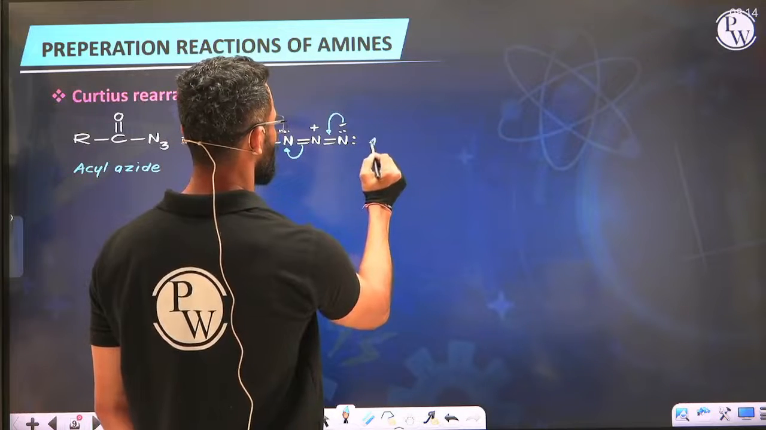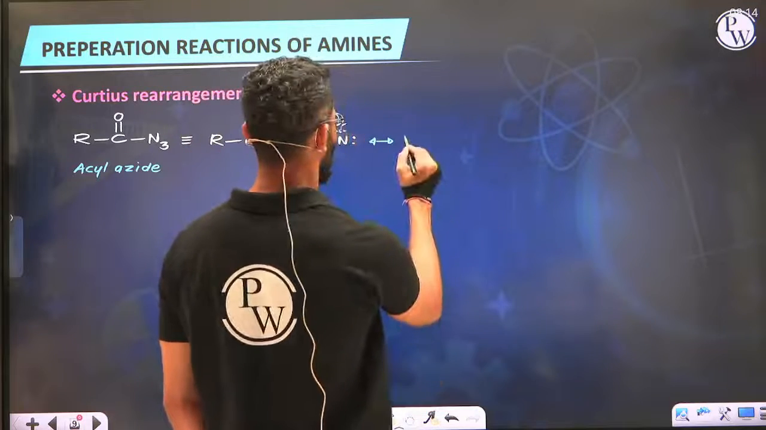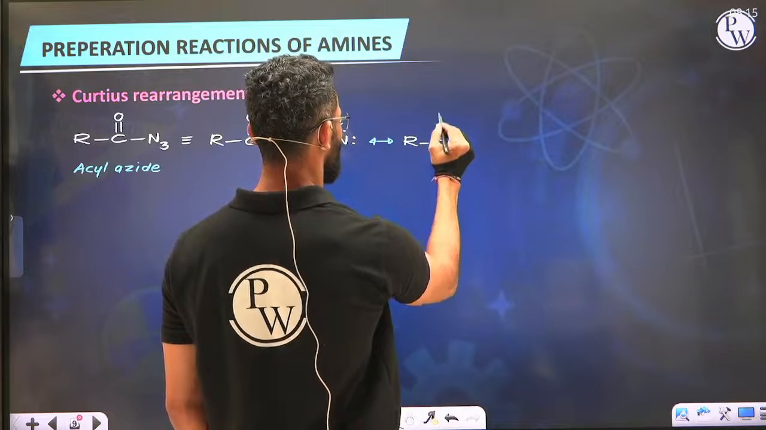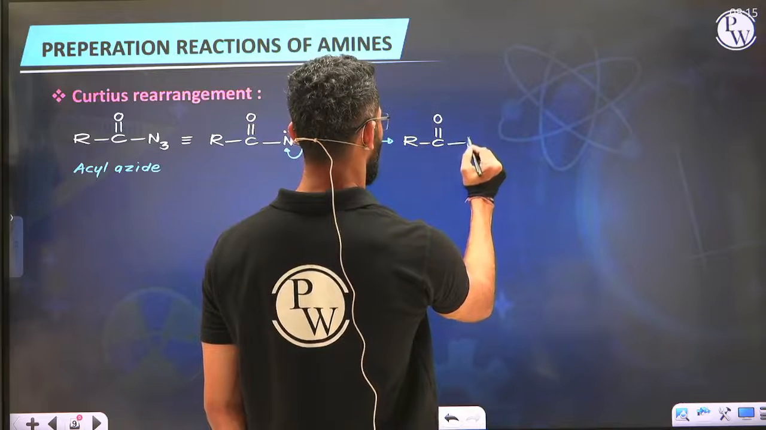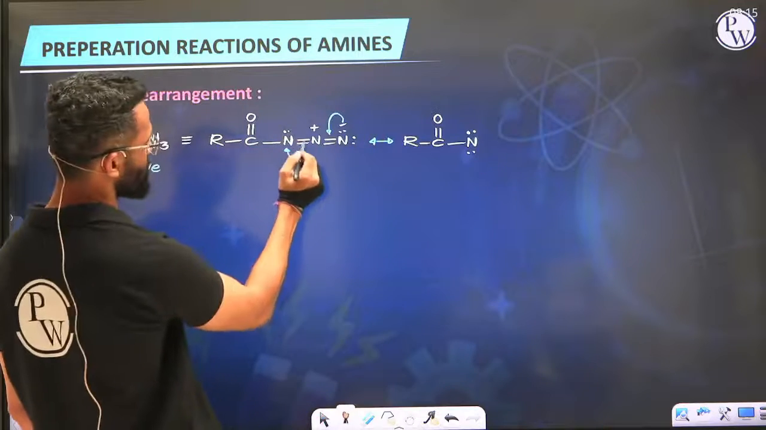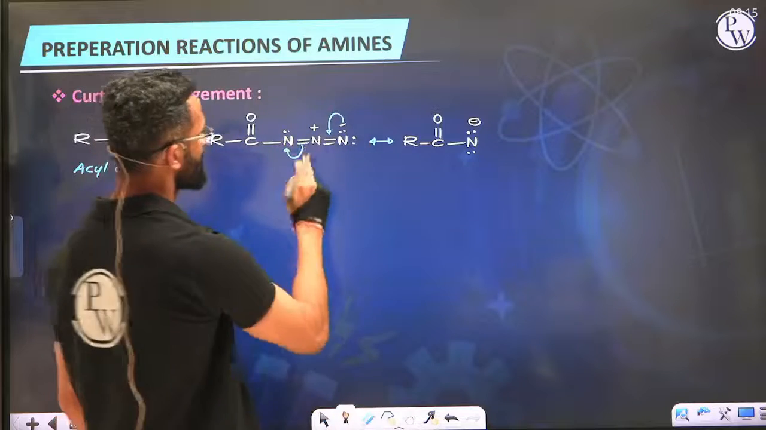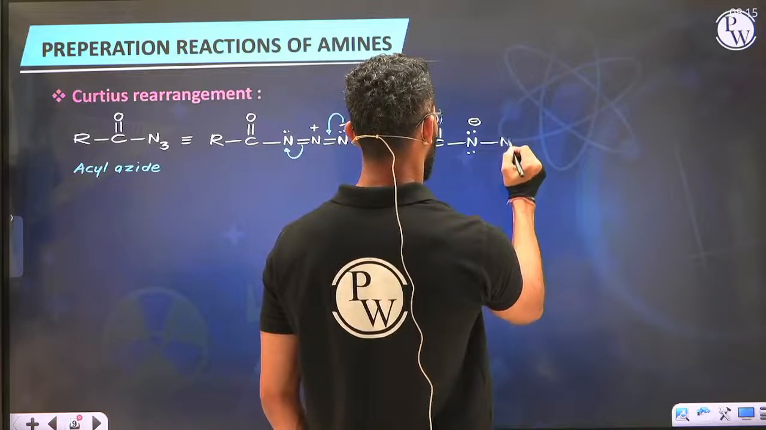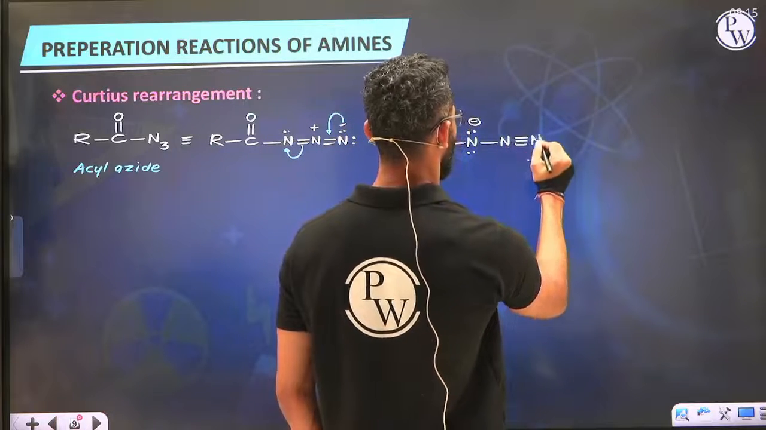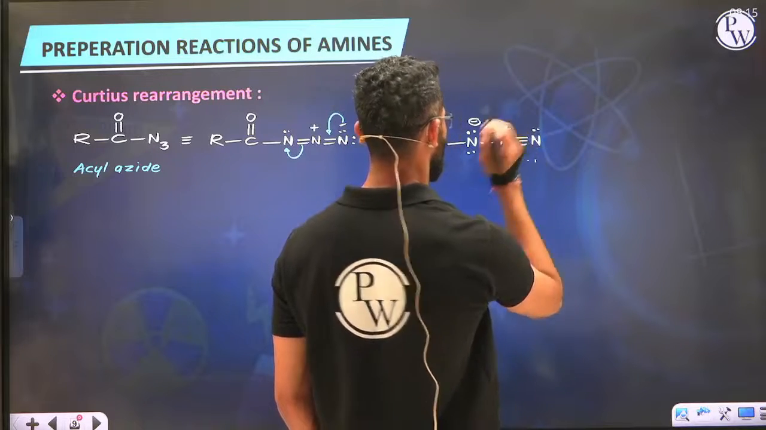So if we draw a resonance structure, the negative charge alternate to the pi bond will go back on N. So we will get the formation of R C double bond O, N carrying 2 electron pairs. This was already there, and a new pi bond came, so that made this nitrogen electron rich: single bond N triple bond N, and 1 lone pair still intact on the nitrogen atom. This N is still carrying a positive charge.